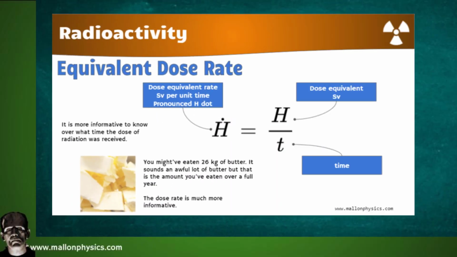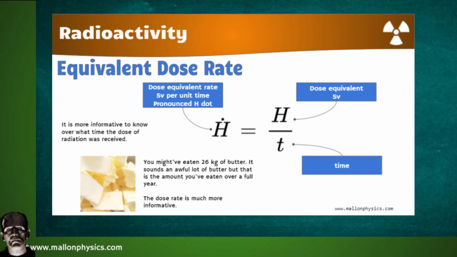The equivalent dose rate. It is more informative to know over what time the dose of radiation was received. I'll give you an example. You might say that you've eaten 26 kilograms of butter. Now, that's quite astounding, but you haven't told us the period of time in which you had eaten that butter. If you say you've eaten 26 kilograms of butter per year, then that gives us a better picture. Someone else says they've eaten 26 kilograms of butter over the past hour, then you begin to wonder.